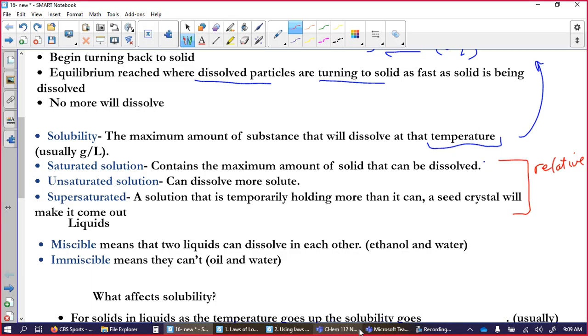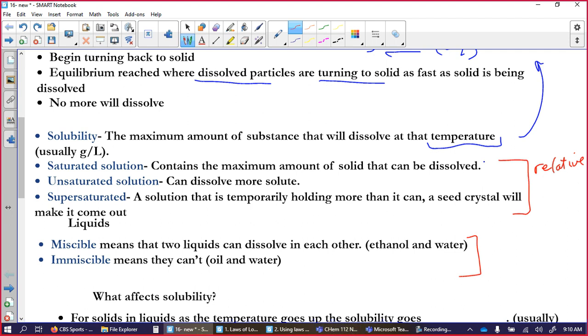And then after you cool it, you have more than you physically should be able to, because of that nature of temperature affecting solubility. So those are linked. And then we have these two.